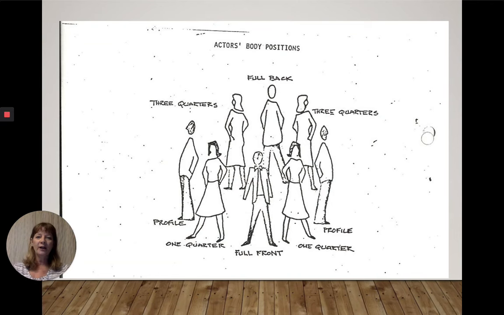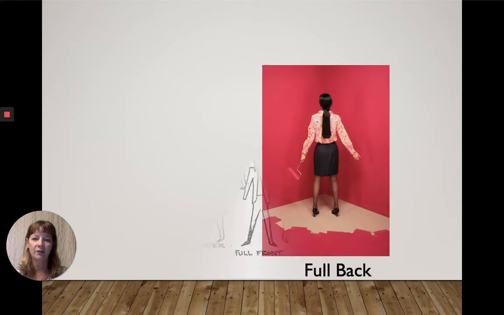Okay, so let's look. This is a drawing from an old textbook I have, but it's a great example of what the actor's body positions are. If you look, you've got full front, 1/4, profile, 3/4, and full back. I have some examples for you to see, but this is a good illustration, even though it's very old, about how you might stand on stage. And each of these body positions would tell the audience something specific about your character.